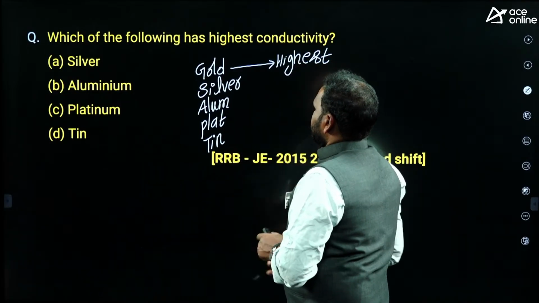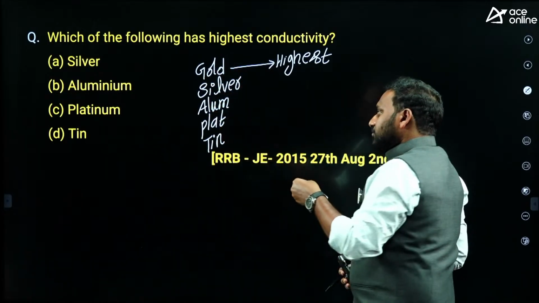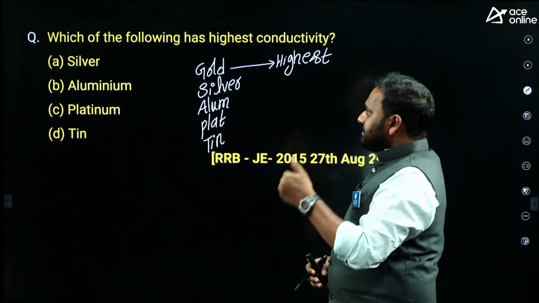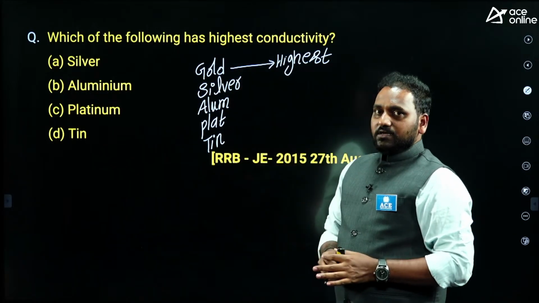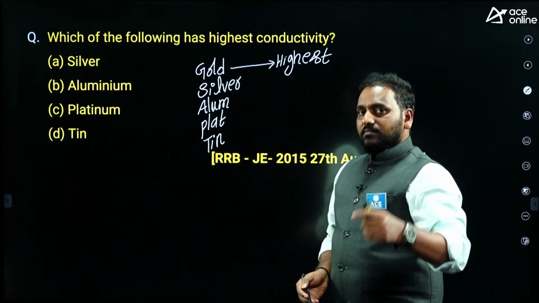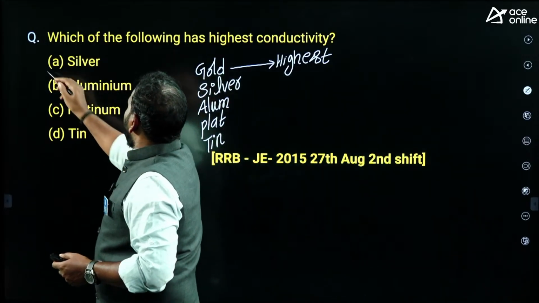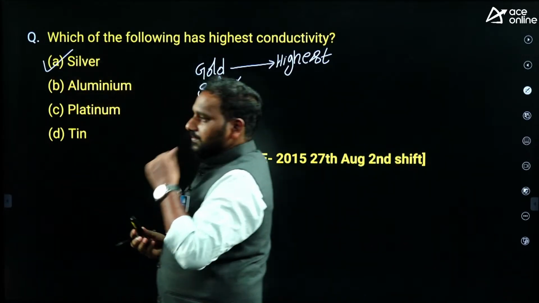Highest conductivity. But practically, almost all these materials are good conductors, no doubt, okay? But comparison wise, gold is a very good conductor compared to silver. Silver has good conductivity compared to aluminum and so on. So as per the options, gold is not provided, so the answer is silver, okay?